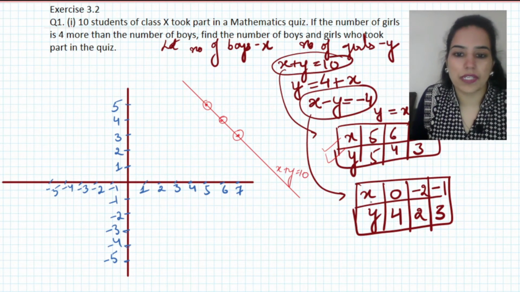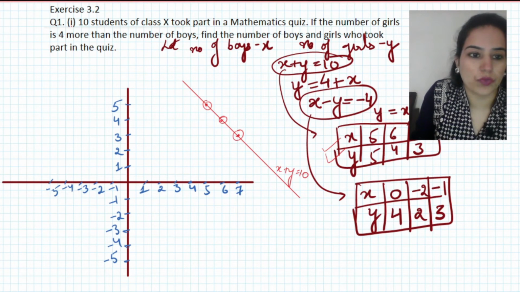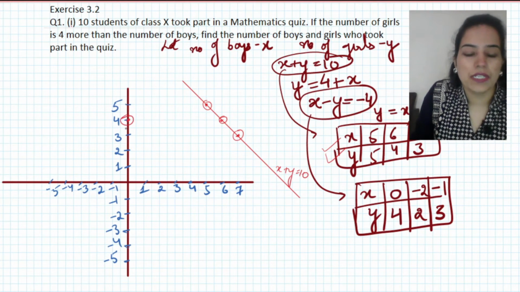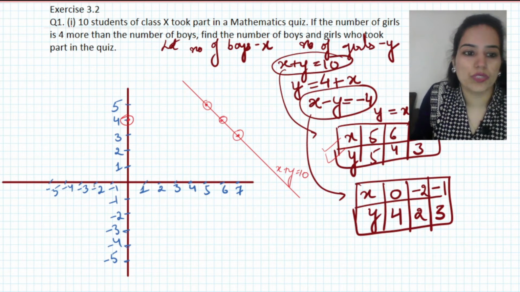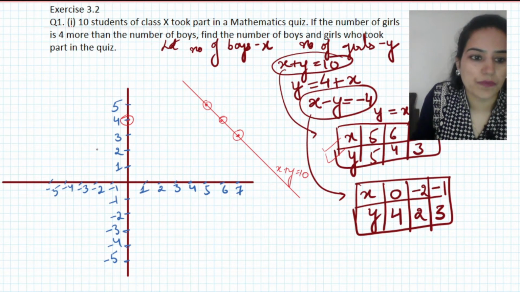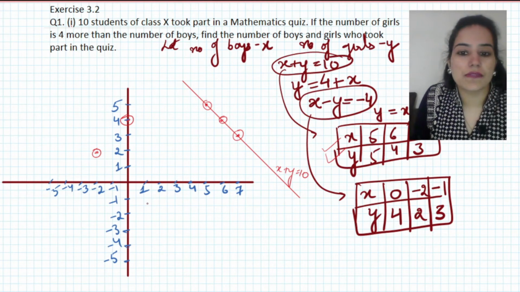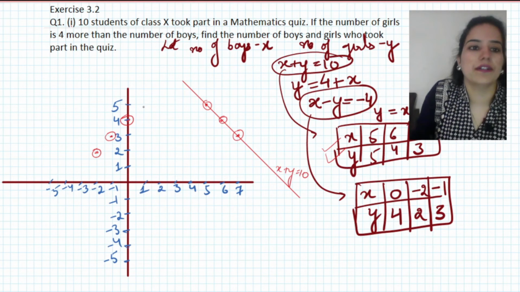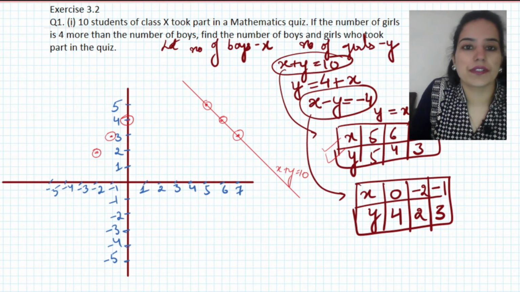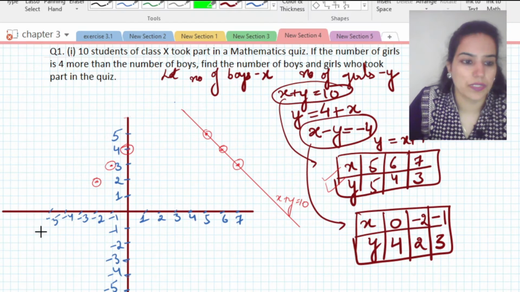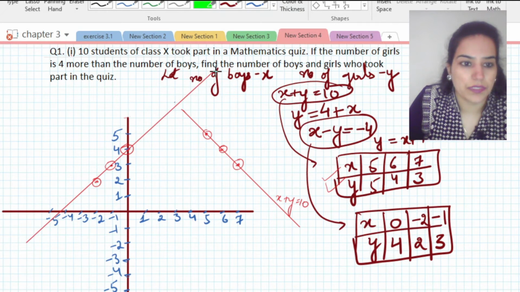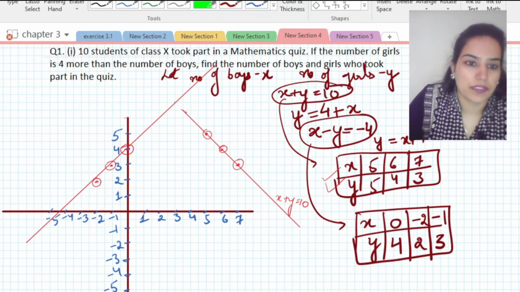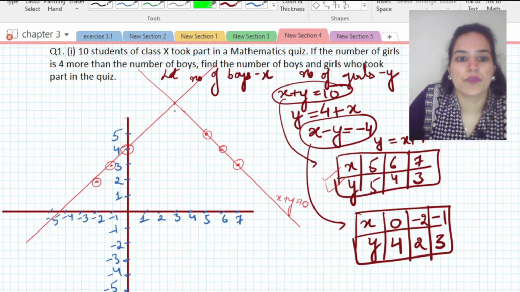Right, let's plot the other one. x is 0 and y is 4. Okay, so this is the point here. Then x is minus 2, y is 2, this point here. And then if x is minus 1, it is 3 here. This is what we get here. And if I join the line, this will be something like this, right? So I'll have to extend this one also a little like this. And this is the point of intersection.